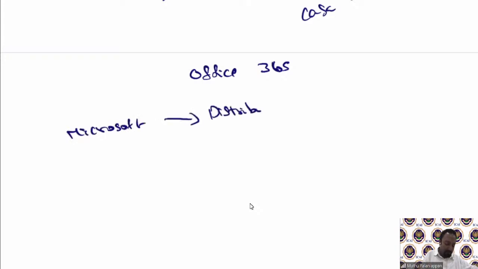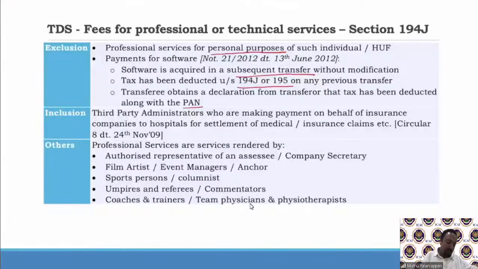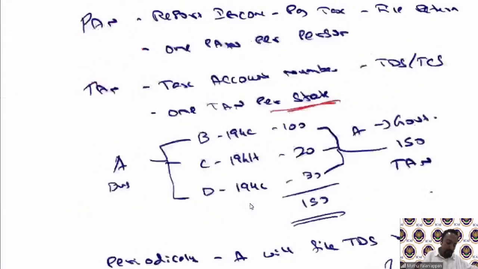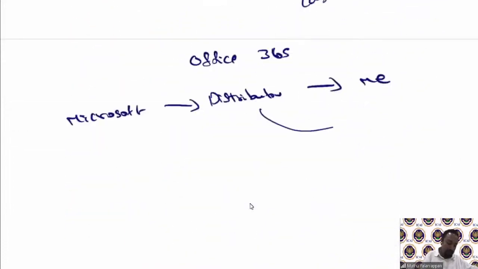So it is typically like your software is acquired in a subsequent transfer without modification. Let's take, for example, Office 365. Microsoft sells it to a distributor. The distributor sells it to me. Now, what am I saying? The rule says if you are actually acquiring software in a subsequent transfer without modification, and tax has been deducted under 194J or 195 on any previous transfer, then it is not applicable. So the point here is, this is redistribution. This is what you call a subsequent transfer.